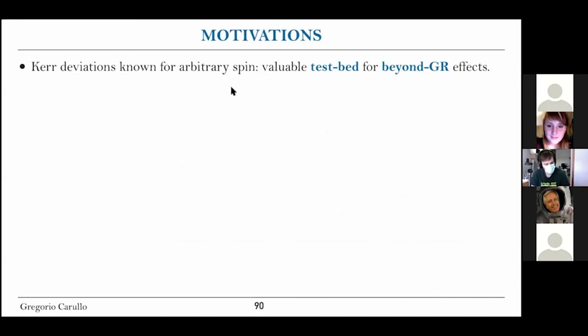There is a motivation also for tests of GR, which is that the deviations from the Kerr metric are known for arbitrary spin in this case. So this means that you have a well-posed, consistent framework with which you can modify your standard scenario, which is Kerr. And this is a valuable test for beyond GR effects, to understand if we can capture beyond GR effects which are consistent and well motivated without any perturbative assumption or similar.